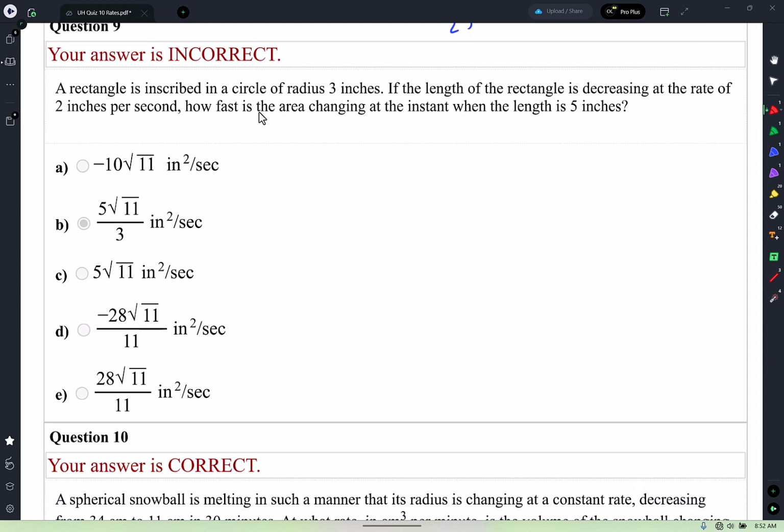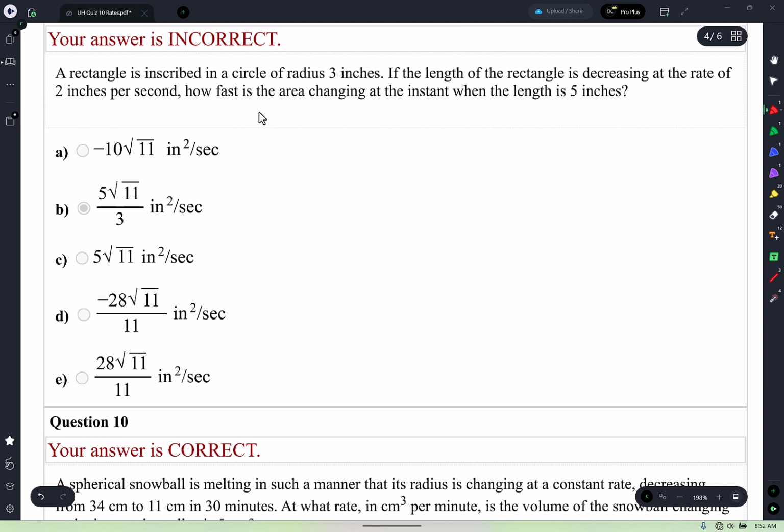A rectangle is inscribed in a circle of radius 3. Oh, dang it, I didn't want an inscribed one. That's fine. Do you know what that means? The rectangle is inside the circle. If the length of the rectangle is decreasing at a rate of 2 inches per second, that means the circle's not changing, just the rectangle. How fast is the area changing at the instant when the length is 5 inches? The diagonal of my rectangle is not changing.